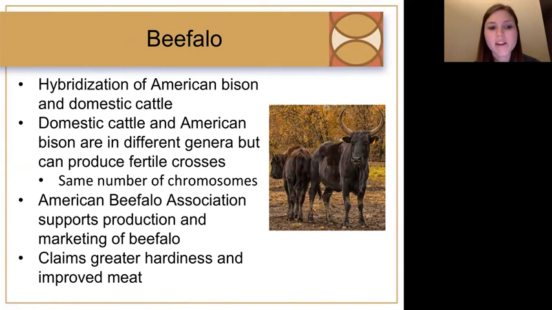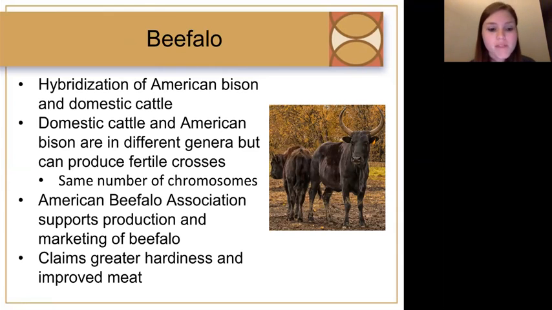So domestic cattle and American bison are in different genera. So they're obviously different species, but they're also in different genera. But they can produce fertile crosses because cattle and bison have the same number of chromosomes. So when they crossbreed, their offspring is actually fertile. So it's a different situation from the mule because donkeys and horses have a different number of chromosomes. And so that's why the mule is infertile. So the beefalo, you could essentially have a beefalo farm if you wanted and actually have them reproduce.